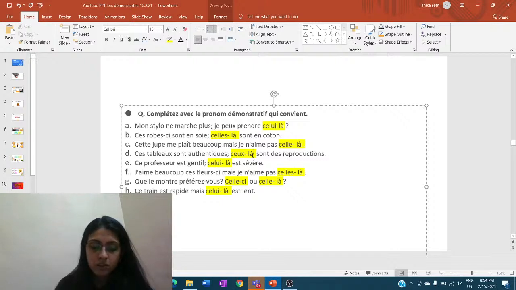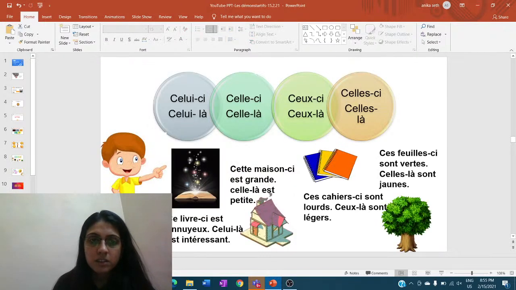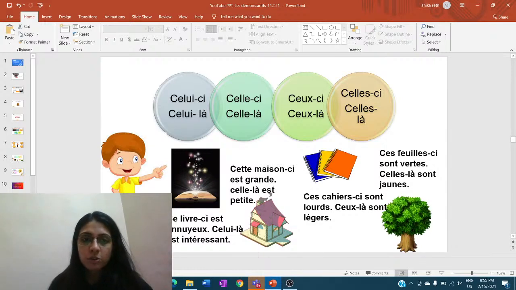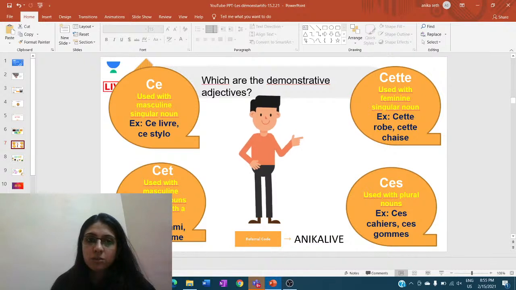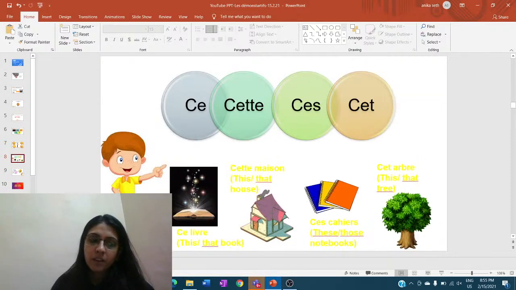Right? So I hope we are clear with the topic of demonstrative pronouns and demonstrative adjectives. If anyone is having any doubt, you can just write in the comments box. If you are not able to understand what we have discussed in the topic of demonstrative pronouns and demonstrative adjectives: demonstrative adjectives are ce, cet, cette, ces, masculine singular, feminine singular, all plural, and masculine singular starting with a vowel. Then we have discussed the examples with each of the demonstrative adjectives.